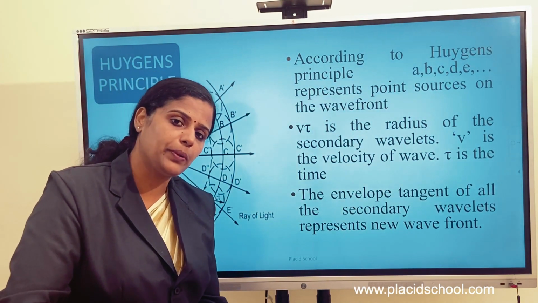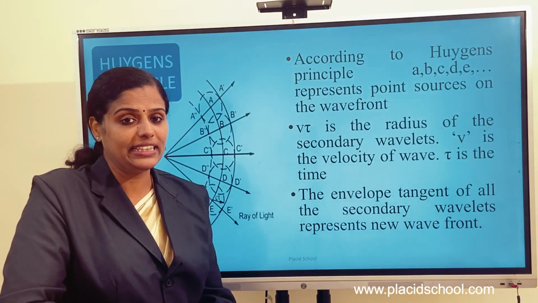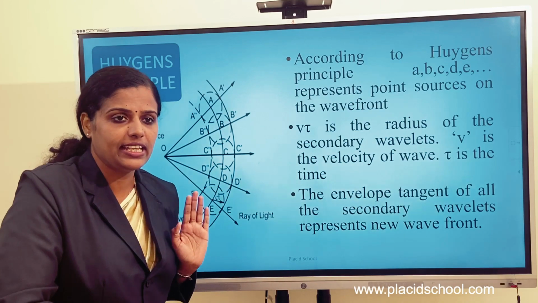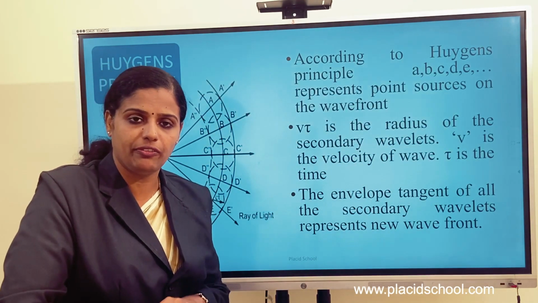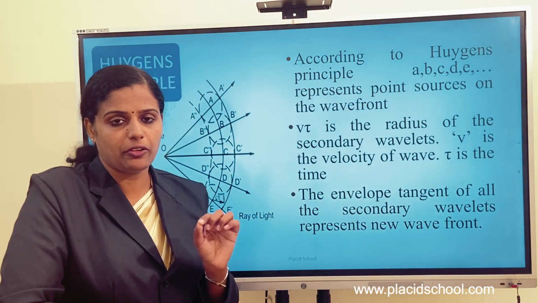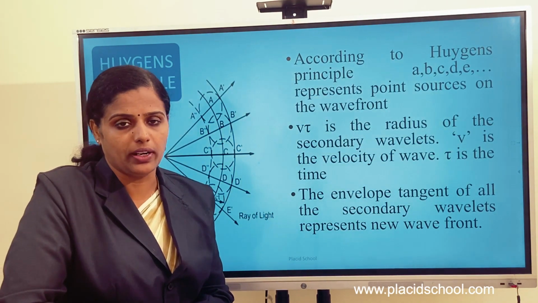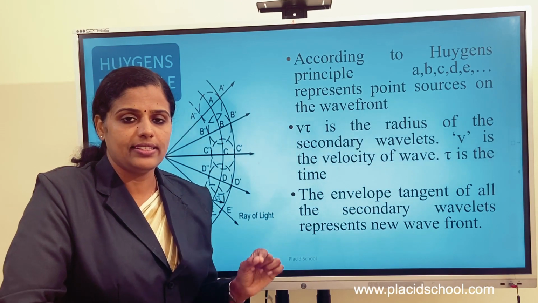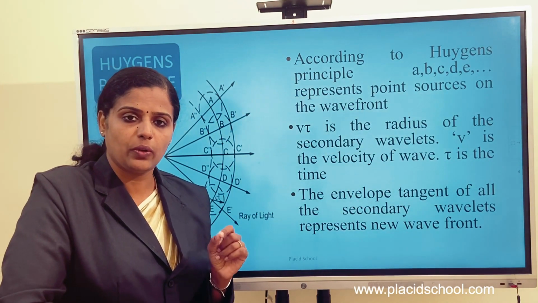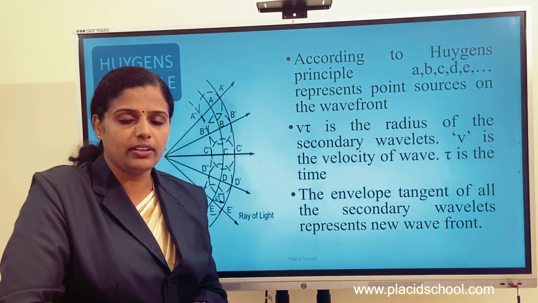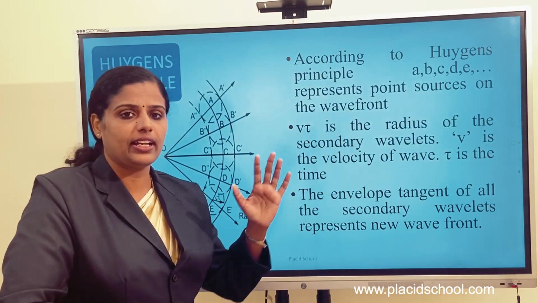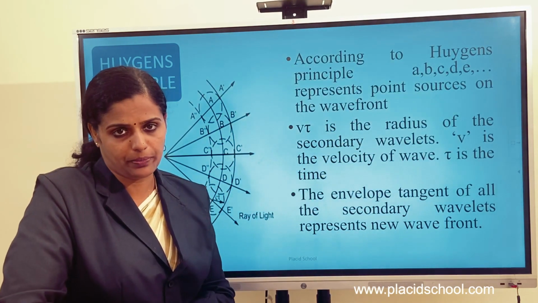intensity I is proportional to cos squared theta by 2. For a wave that is propagating in the same direction as the wave direction, theta equal to 0. Therefore, cos 0 equal to 1. Then intensity is proportional to cos squared theta by 2, cos 0 equal to 1, cos squared 0 is 1. Then intensity is maximum. That means the forward direction intensity is maximum.